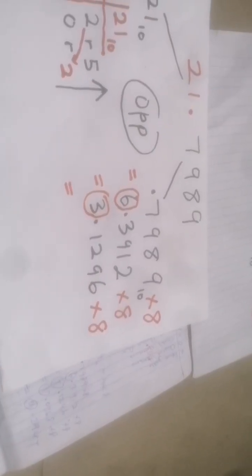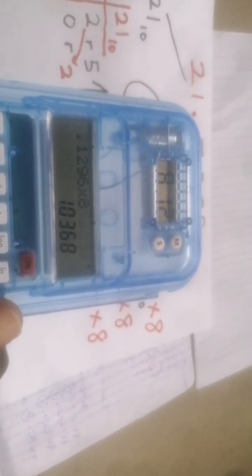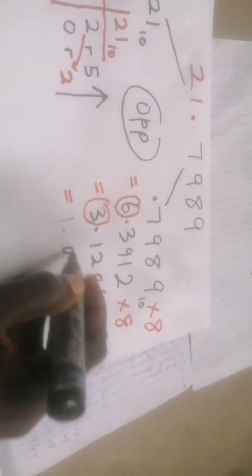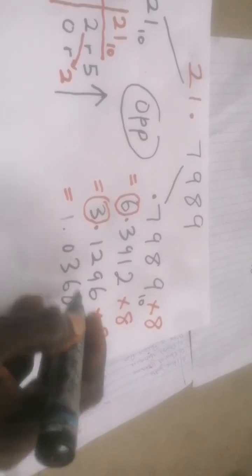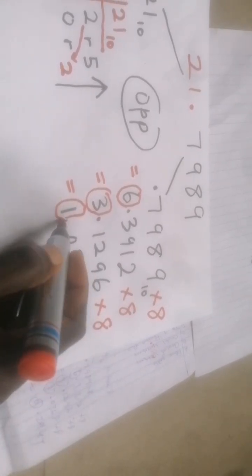So now, after doing that, you say times 8 again. Do you understand? Now in the calculator, what will I get? Let me do that again. See what I got? I got 1.0368. So I'm going to come here and write 1.0368. Can you see that? So what do you think I'm going to circle now? Obviously, I'm going to circle this number, right? Now let's do the last one, and we're good to go.